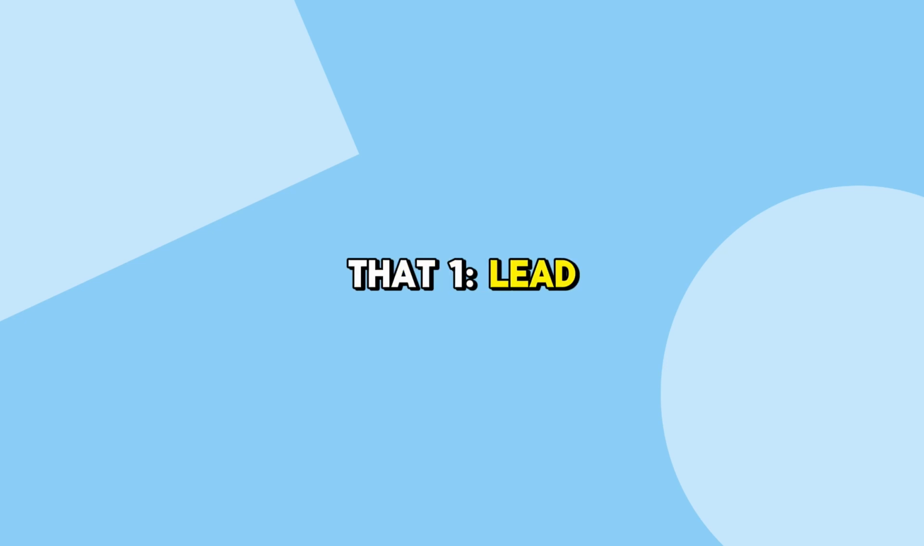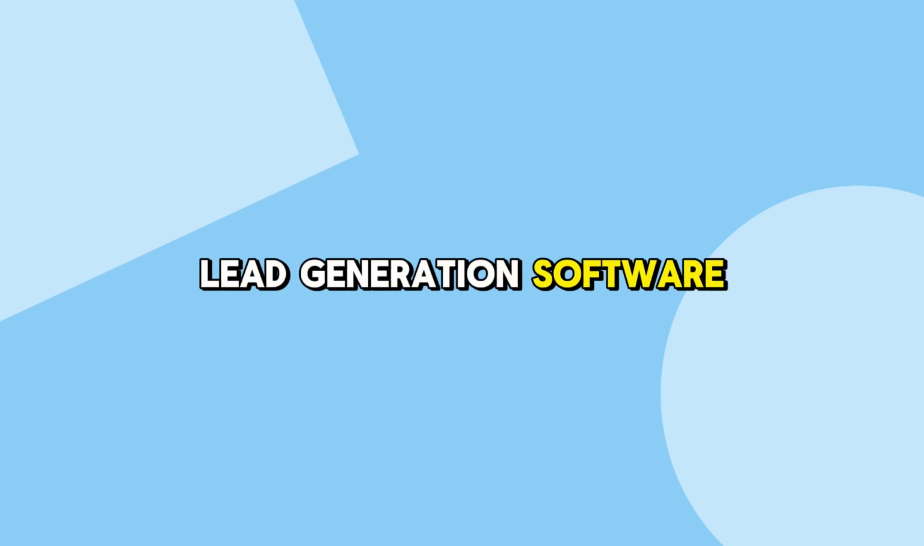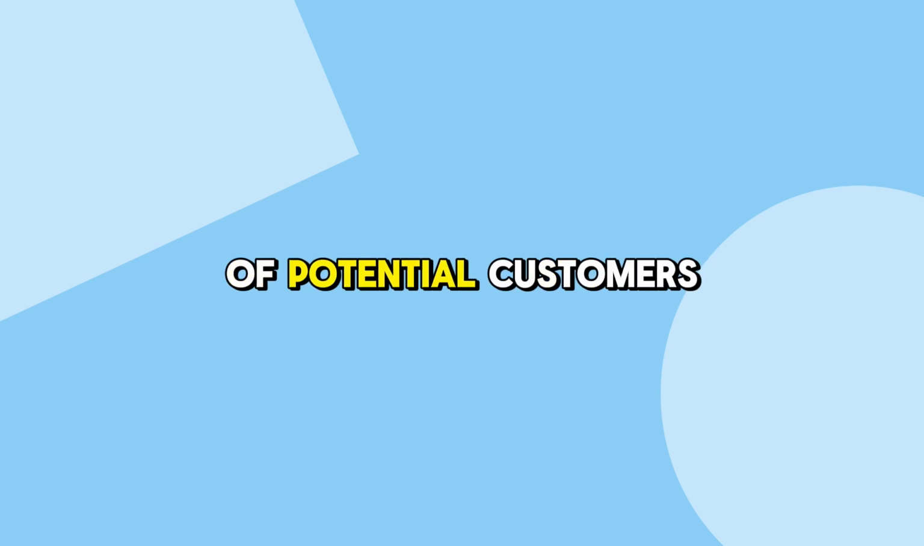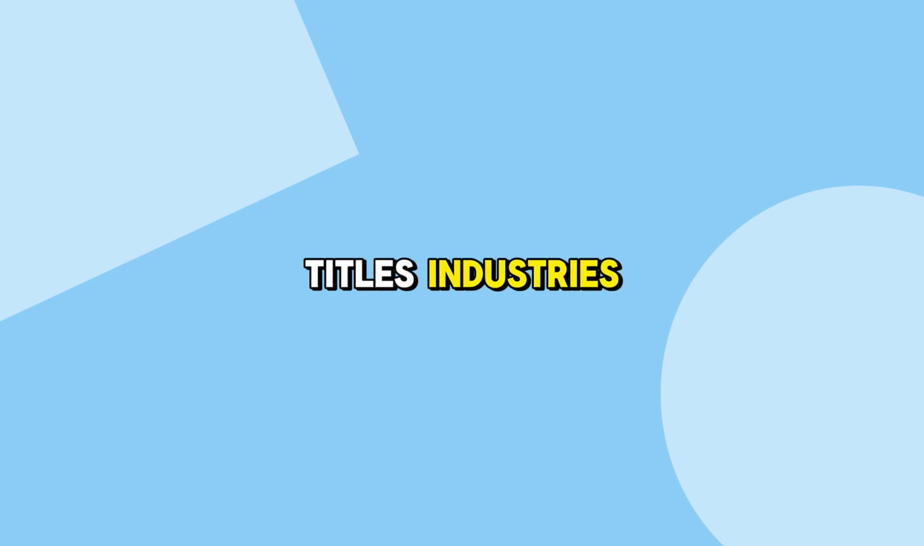Number 1. Lead generation. This is the big one. With a scraper plugged into LinkedIn lead generation software, you can instantly build a list of potential customers, titles, industries, company size, all neatly organized. Instead of guessing who to reach out to, you've got a solid list ready for your next campaign.